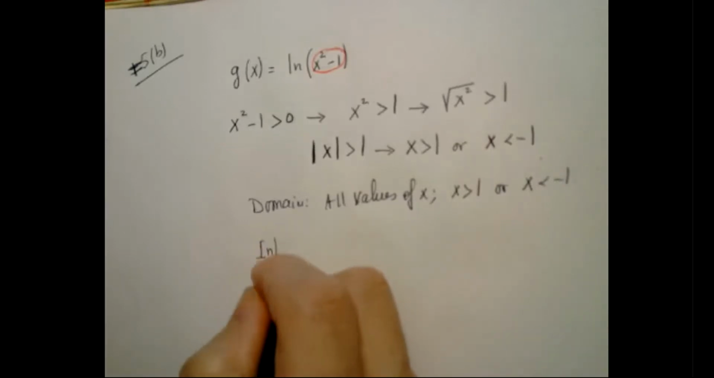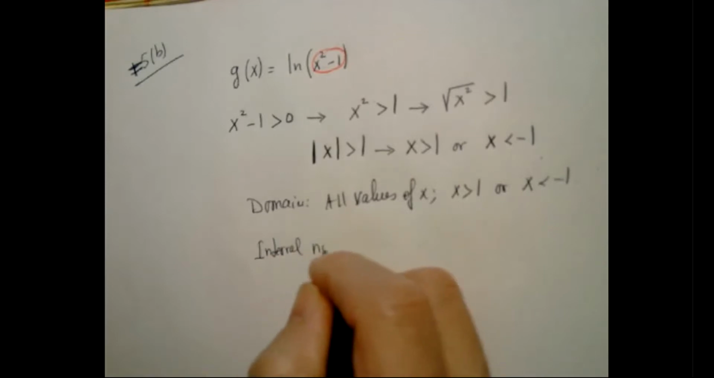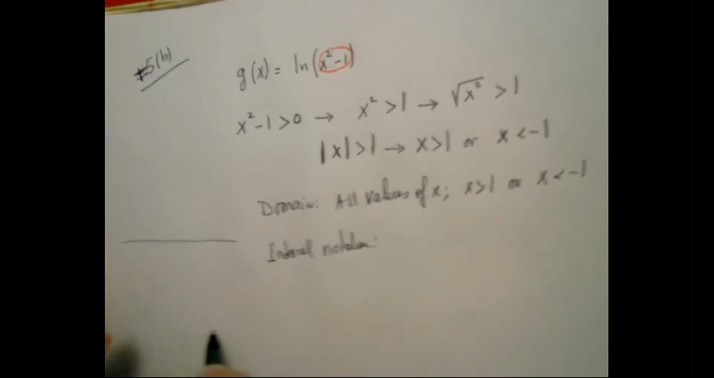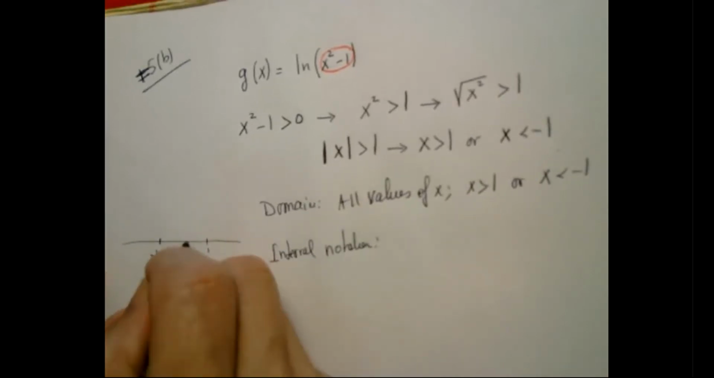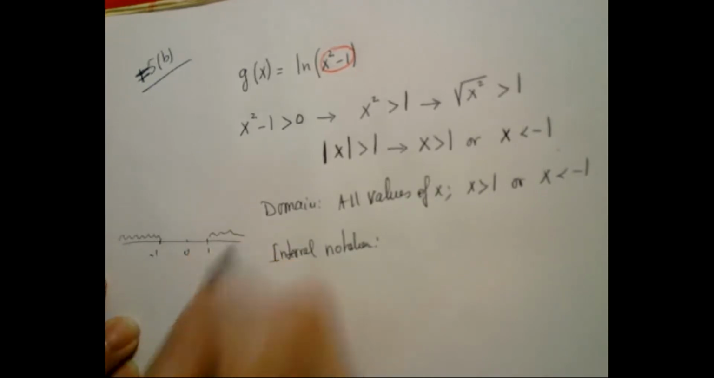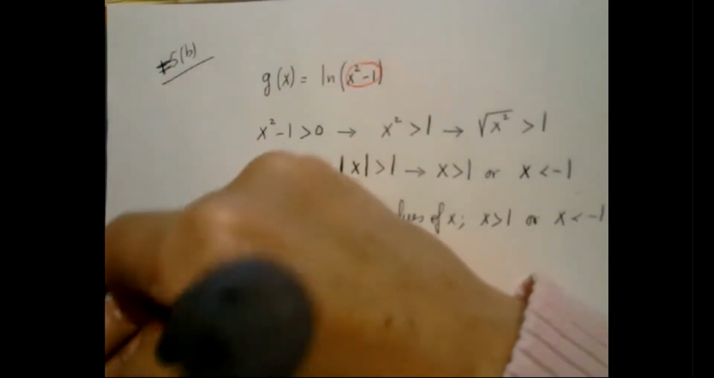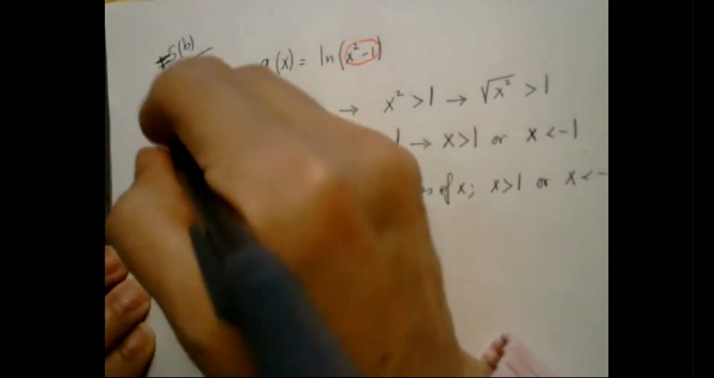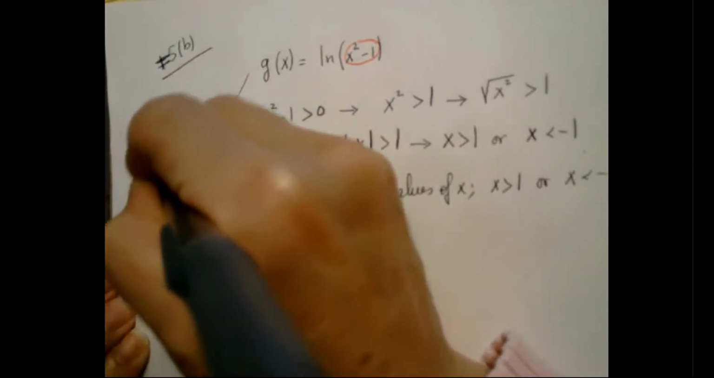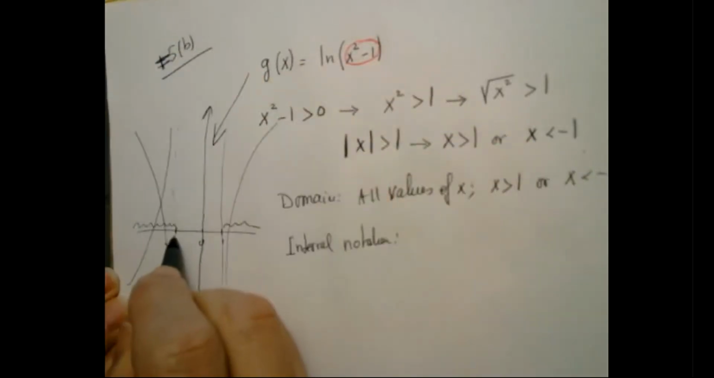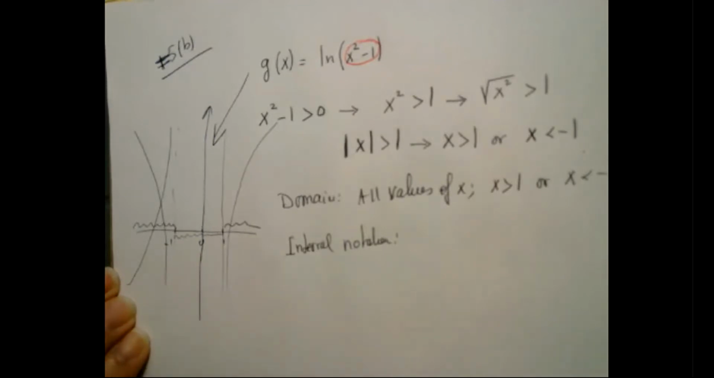And in interval notation, I'm looking for all the x's. This is minus 1, this is 1, this is 0. I'm talking about x taking any value in here and any value in here. So when we draw the graph of this function, we're going to have two pieces, one piece here and another piece here. There will be no output when x is between minus 1 and 1.